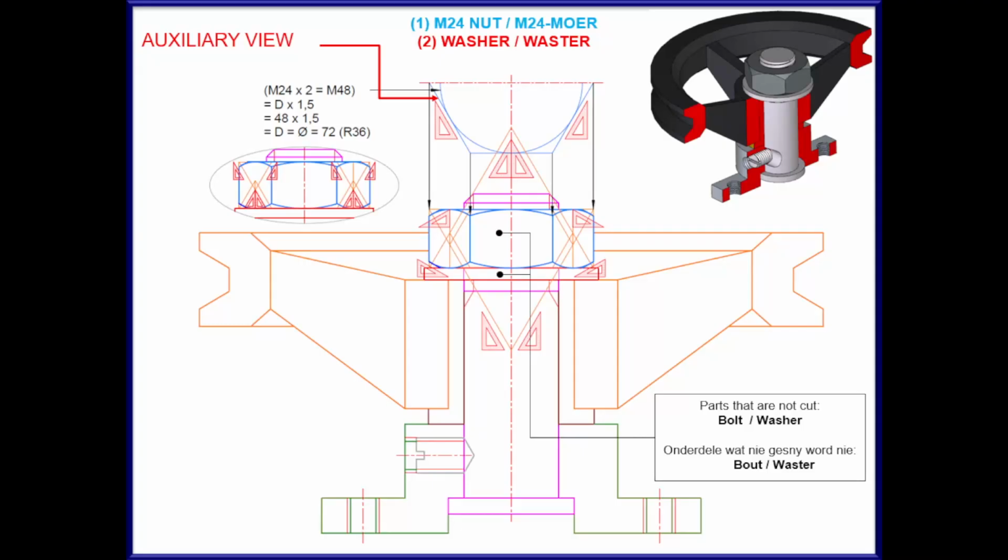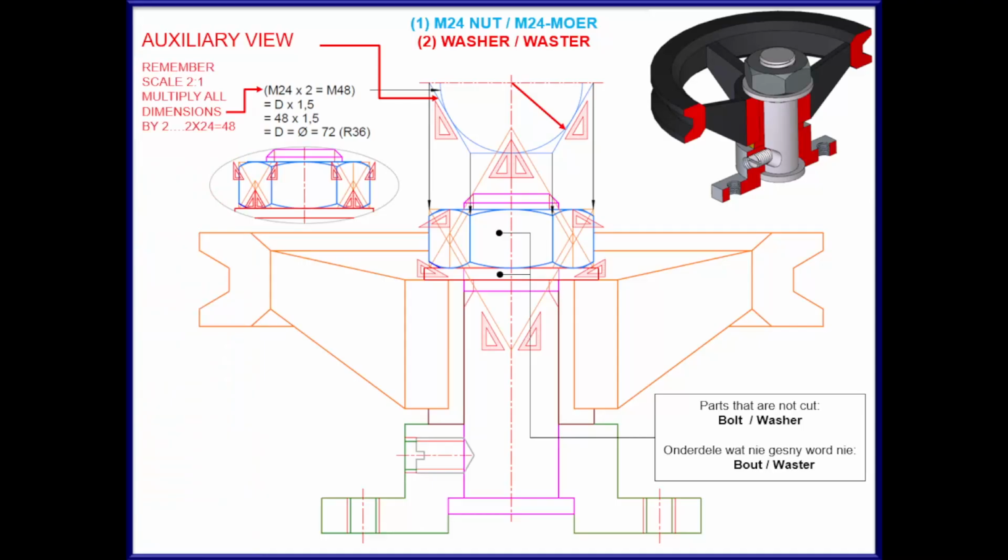You need to study your theory on bolt and nut construction so that you can answer any bolt and nut construction at any given question. With reference to the auxiliary view, it is important to understand how we will determine the diameter of the circle and how to draw the hexagon.